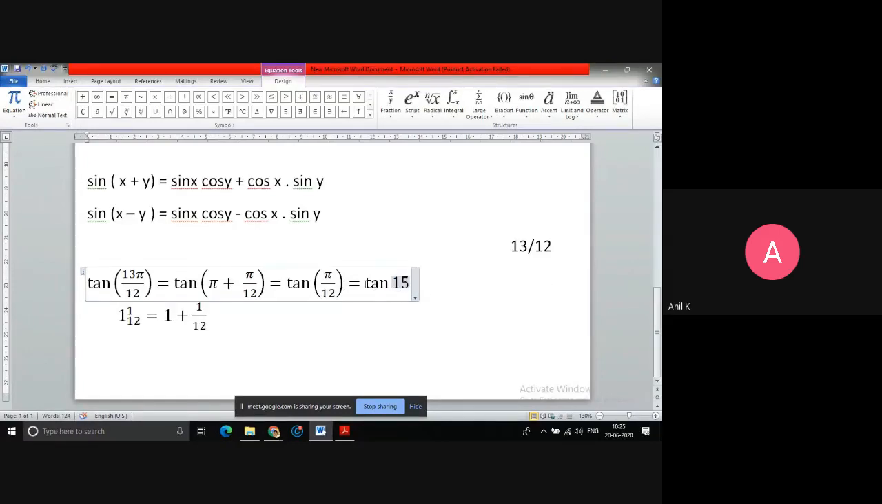I think for tan 15 degrees, you know how to find it. You can write it as 45 minus 30 or 60 minus 45, then find tan. Or we already found it in the last class, so if you remember the value, you can write that. I think it is root 3 minus 1 upon root 3 plus 1, some value is there. Okay, so that's how you solve this question.